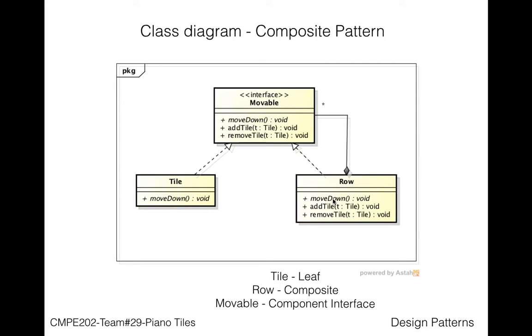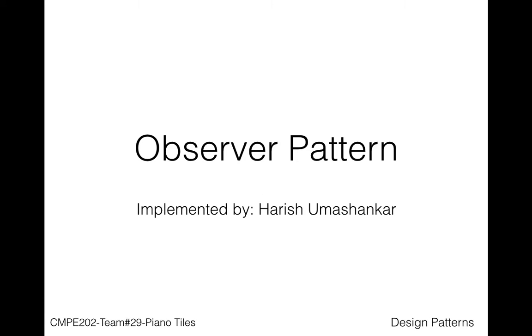The method move down in the interface is implemented by both leaf and the composite. The move down method is called by the client on the row class, which in turn calls the method on its children tile objects. The next pattern that we have implemented is the observer pattern.